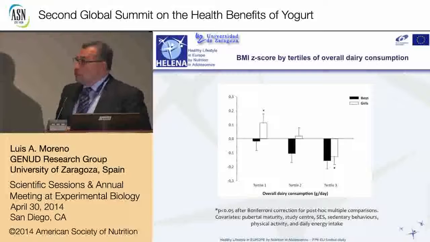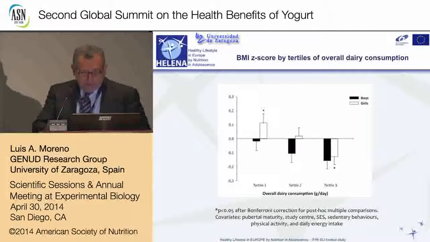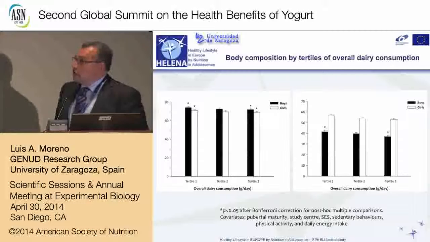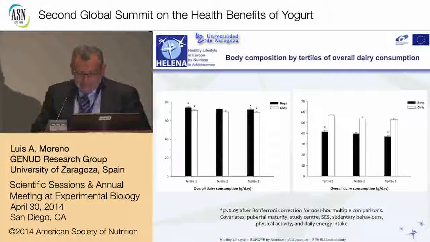And here we obtain similar results. For example, for the Z-score of BMI, there were clear differences in girls between those consuming the overall dairy from tertile 1 to tertile 3. And this was also the case for waist circumference, here both in boys and in girls, and for the sum of skin folds, here in this case in boys.